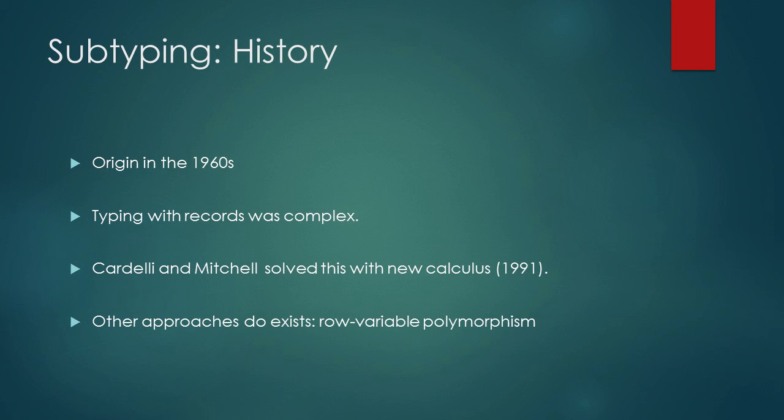Subtyping has a long history in computer science. It began in the 60s. One of the problems they encountered was that typing with records, as mentioned before, was very complex. Two computer scientists, Cardelli and Mitchell, invented a new calculus to deal with this in 1991. Other alternate calculi, although less popular for dealing with typing with records, exist, such as row variable polymorphism.